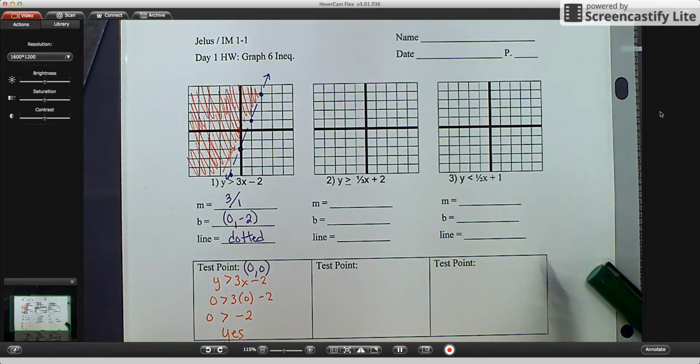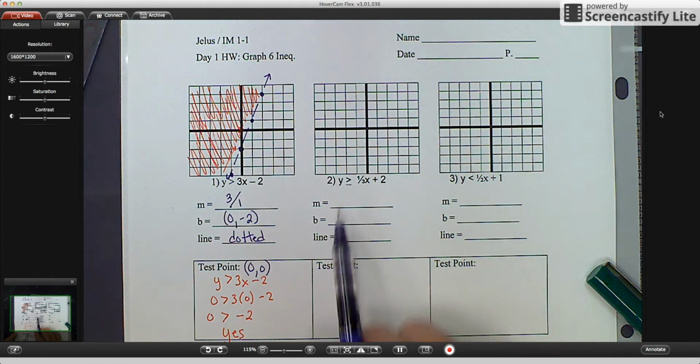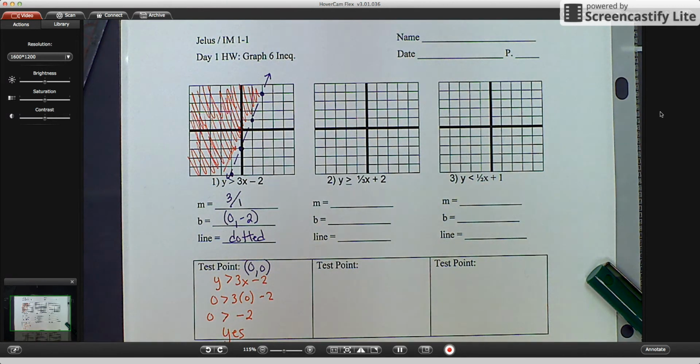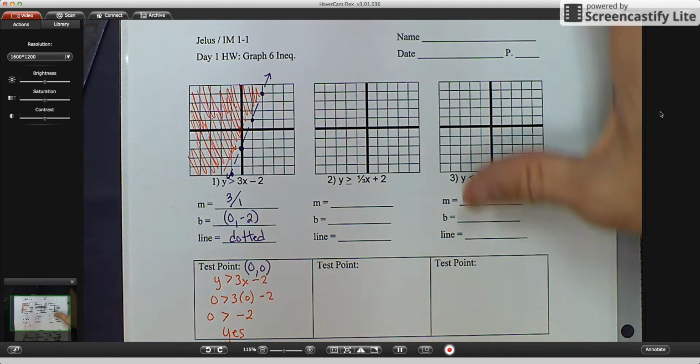For homework, what I want you to do is I want you to do number 2 and number 3, identifying your m and b, what type of line you have, and then selecting a test point and confirming where to shade the graph.